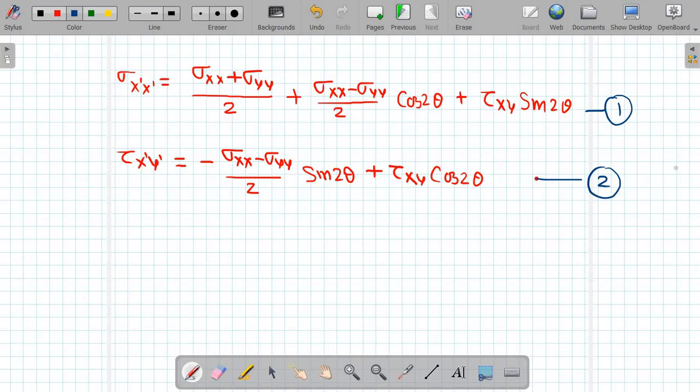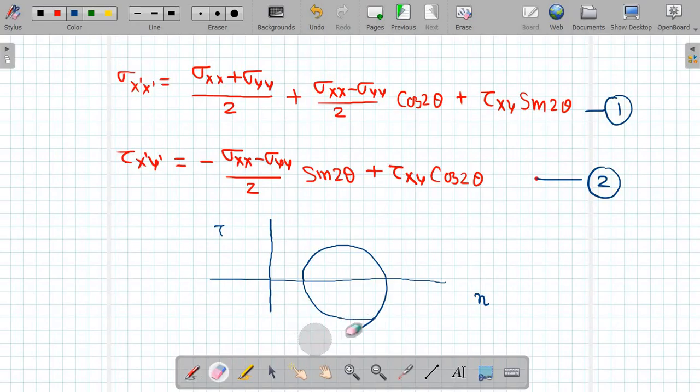Let's say I am making an axis where I have to make the y axis as the shear component and the x axis as the normal component. Now I can express these expressions within this circle. This we can do.